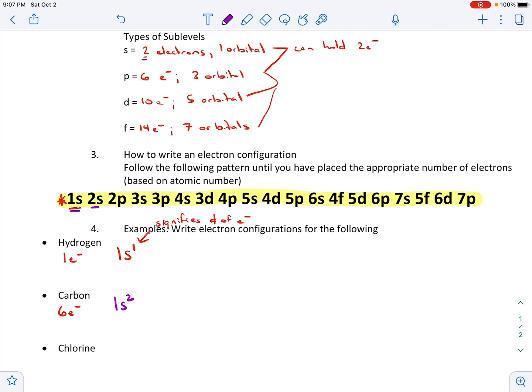So next comes our 2s. Again, it can hold 2. So we've now placed 4 of our 6 electrons, so we've got to keep rolling. And we're going to go to 2p. Now we know p can hold 6 electrons, but we don't need it to. We just need it to hold 2. So we're just going to say 2p2. This is the electron configuration, 1s2, 2s2, 2p2 for carbon.